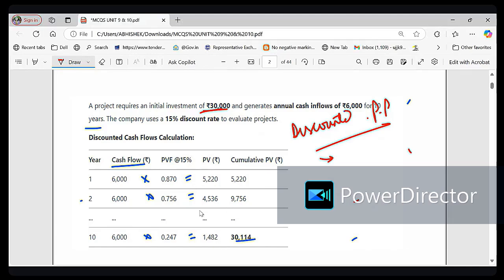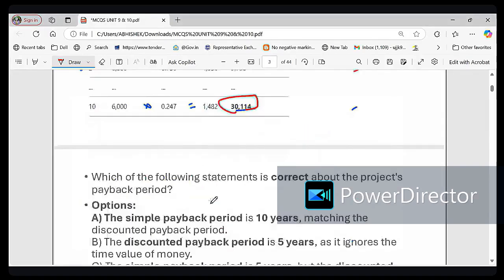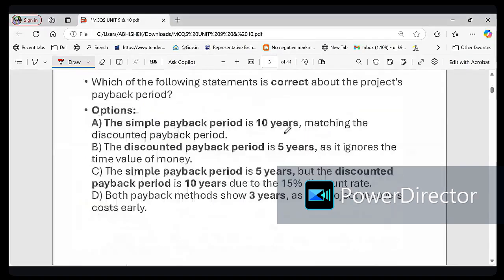Now can you tell me what the discounted payback period will be? As you can see, the cumulative PV is 30,114. So let's go through the options. Option number 1 says 10 years, simple payback period is 10 years. This is incorrect. Why? Because the simple payback period is 5 years.